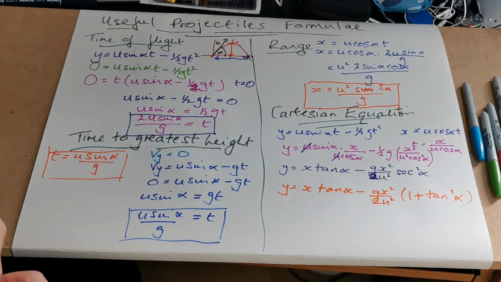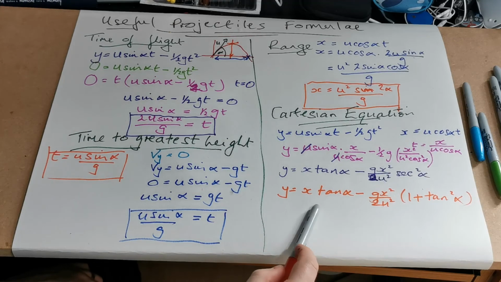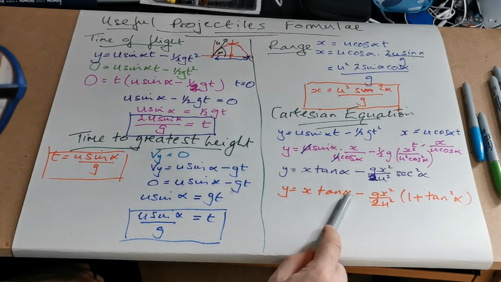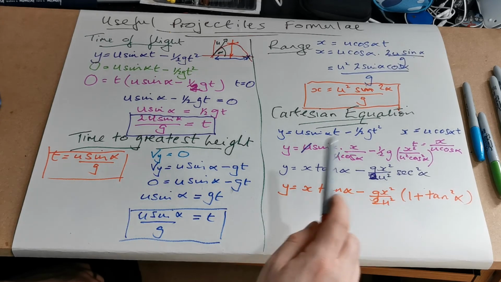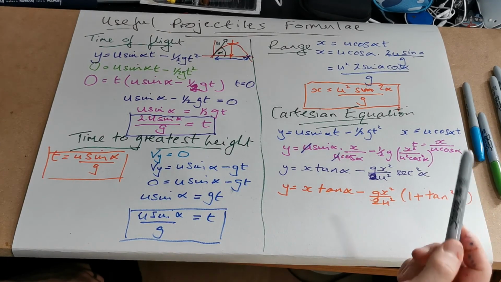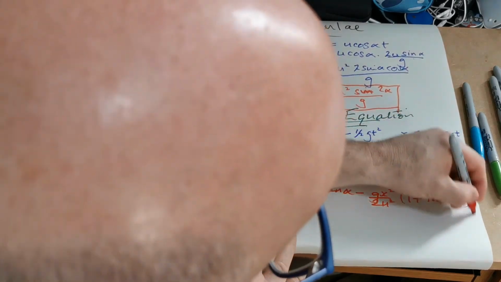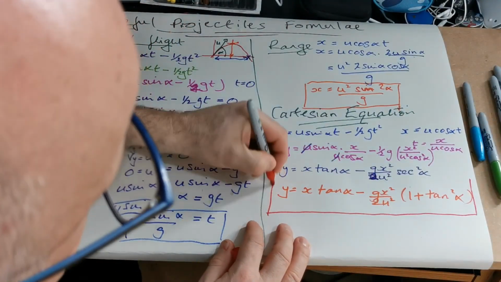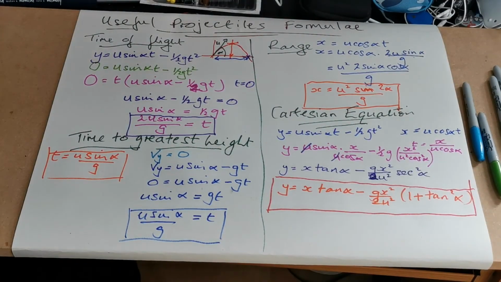So, what that means is, knowing the starting point in terms of the angle and the initial speed, and knowing how far it's travelled lengthways, I can now work out how high it will be at that particular point. So this is my Cartesian equation, which is quite a handful, but always useful to know.